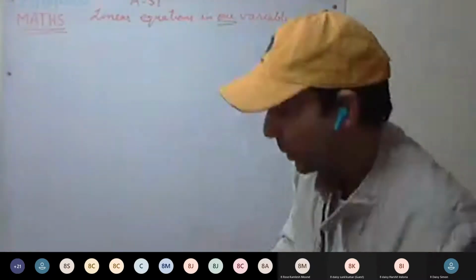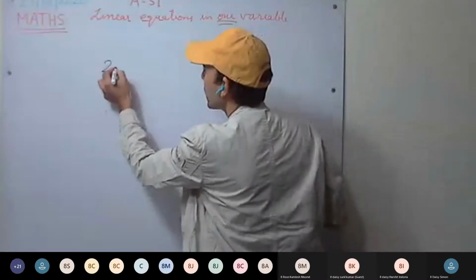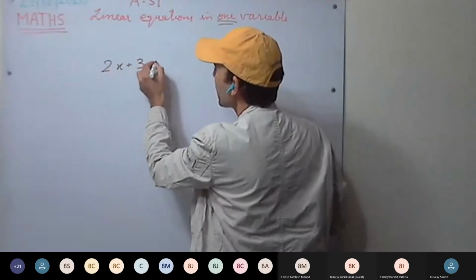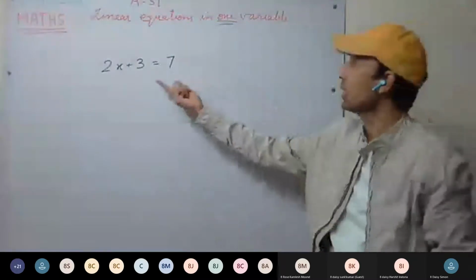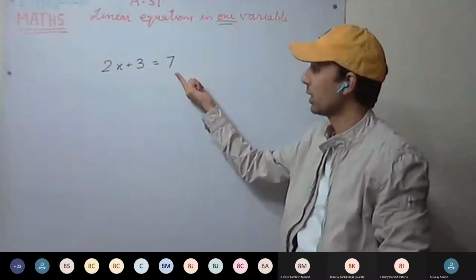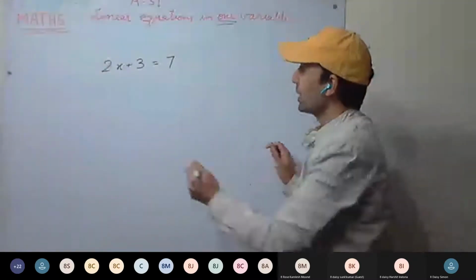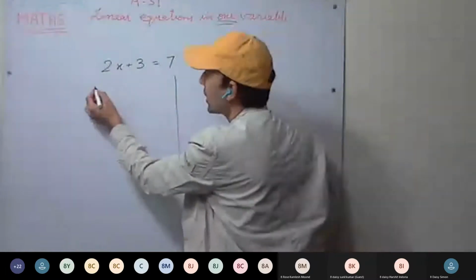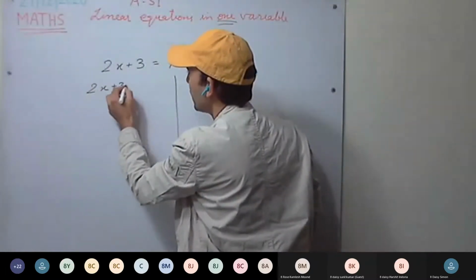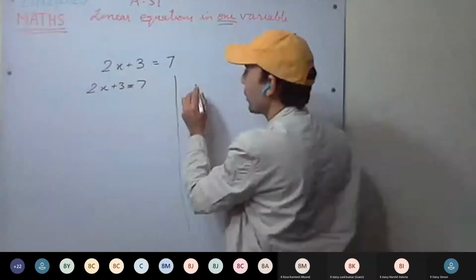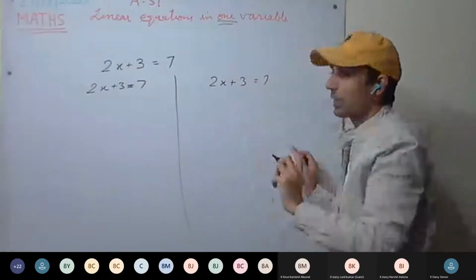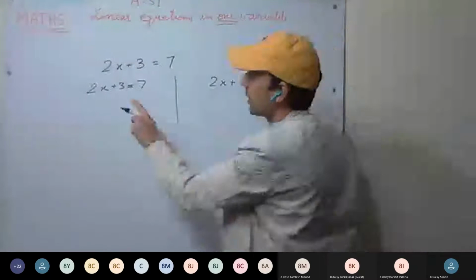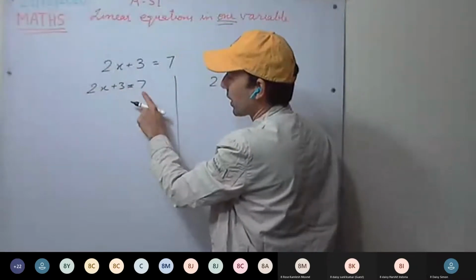For example, the equation is 2x plus 3 equal to 7. This is our linear equation. Now how to solve? See here. I'll be telling two ways. Both do not have much difference. 2x plus 3 equal to 7.